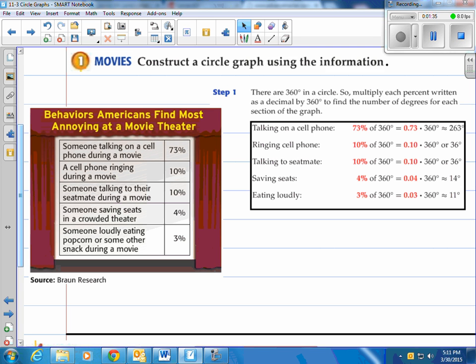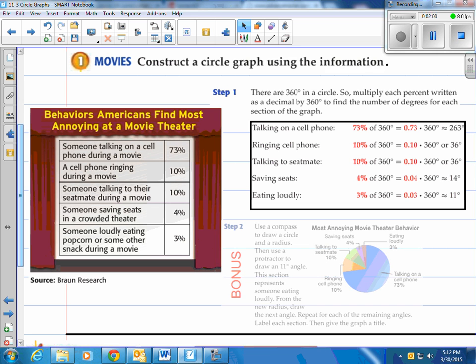So talking on a cell phone, if you notice, it's 73%. So what is 73% of the 360 total degrees in that circle? Well, simply multiply 0.73 times 360. That gives you 263 degrees. So on and so forth for the other values, 10%, 10%, 4%, and 3%. Those generate 36 degrees, 36 degrees, 14 degrees, and 11 degrees. That is as much as we'd like you to do.